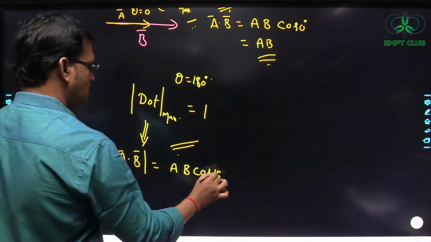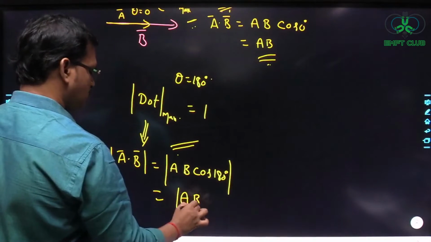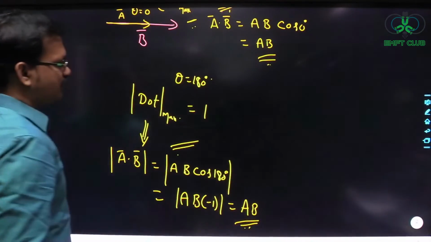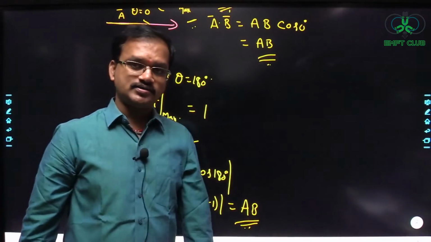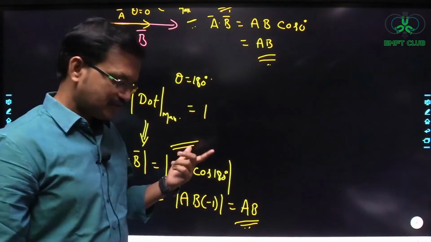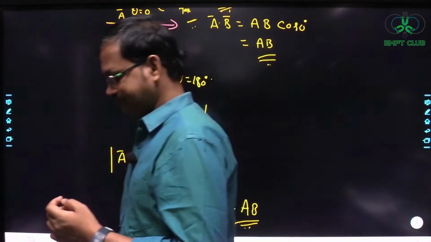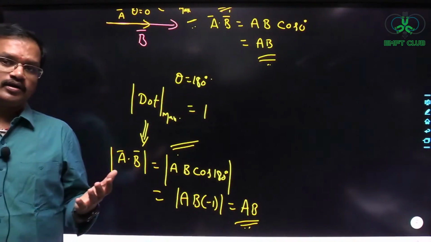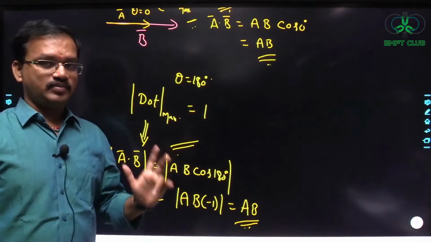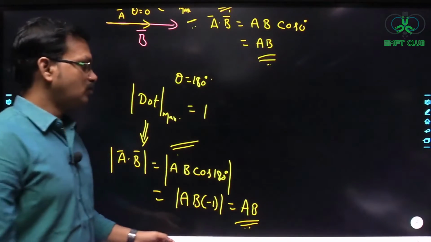A into B into cos 180 degrees. Its magnitude will be equivalent to what? Magnitude of A into B into -1, which is equivalent to what? A into B, right? So whenever theta equals 0 degrees or 180 degrees, the dot product magnitude will be maximum. But whenever theta equals 90 degrees here, there exists no component of A bar along B bar. So in this case the dot product will become what? Will become 0, right?